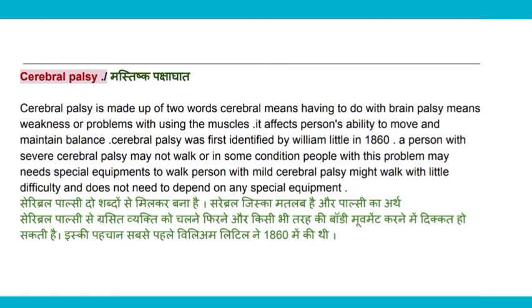Okay, now let's see what is cerebral palsy. You can see here cerebral palsy. So basically cerebral palsy is made up of two words, cerebral plus palsy. What is meant by cerebral? Cerebral means having to do with the brain, something related with the brain, and palsy means weakness or problem with using the muscles. So we can say that cerebral palsy means weakness in the brain, or a problem with the brain. It affects a person's ability to move and maintain balance.